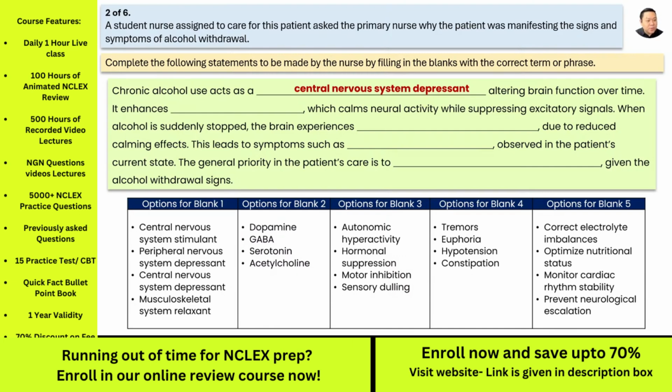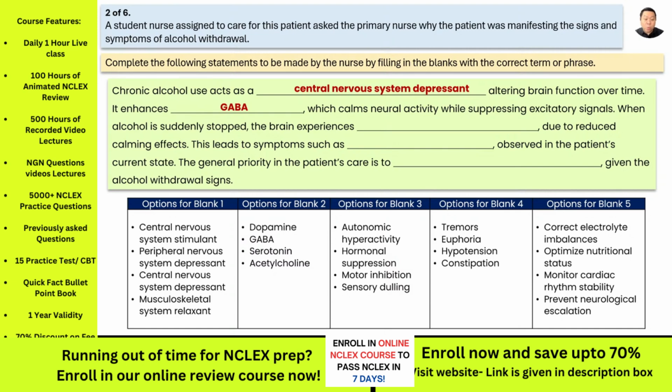Now let's go into our next blank here. It says it enhances blank. Our options are the following: dopamine, GABA or gamma aminobutyric acid, serotonin, acetylcholine. The answer here is GABA, gamma aminobutyric acid. So the alcohol can enhance the activity of the GABA, which is the brain's main inhibitory transmitter.